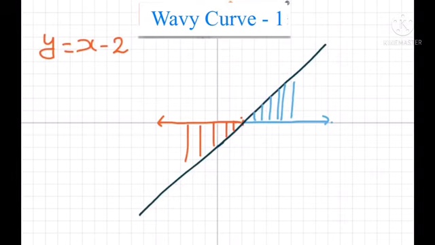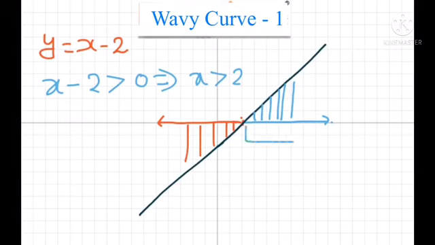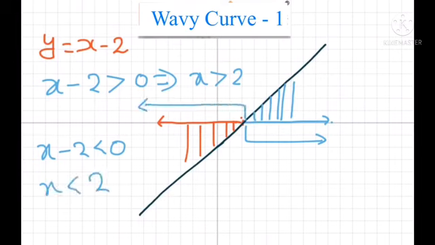So if I ask you that x minus 2 is positive, then what will you write? x must be more than 2, meaning in this region. If I ask you x minus 2 less than 0, then you will write x less than 2, meaning in this region. So this is the case when we have only one factor.